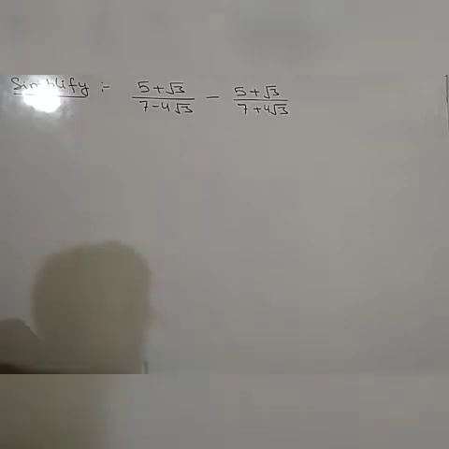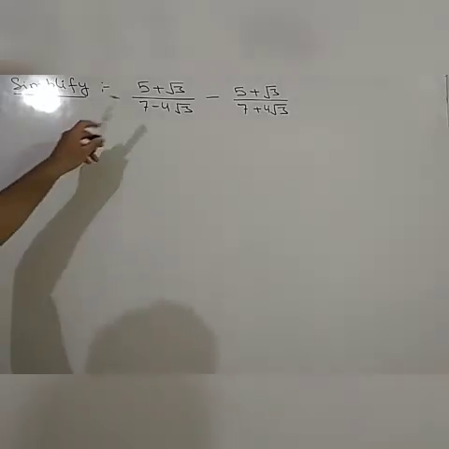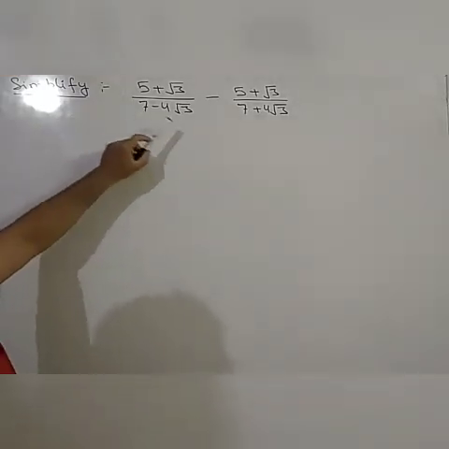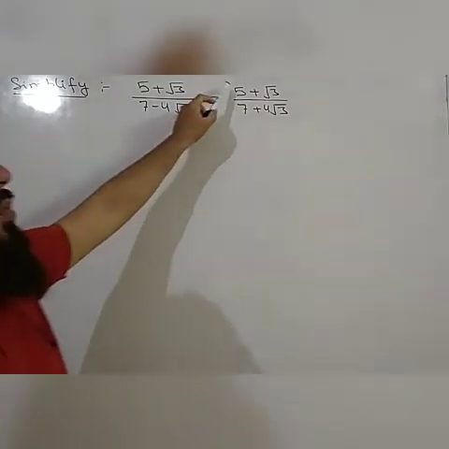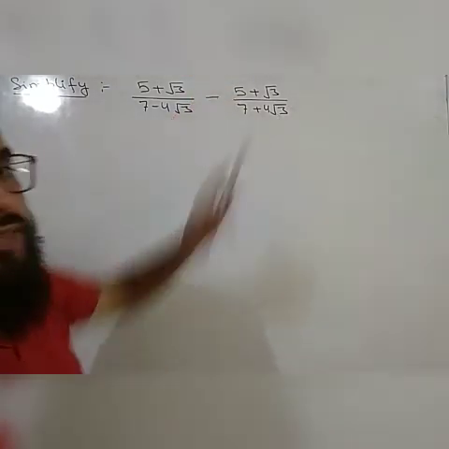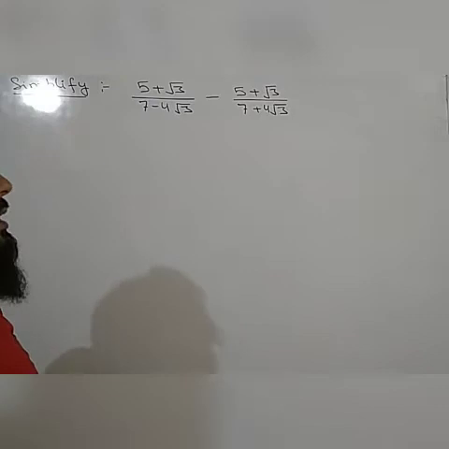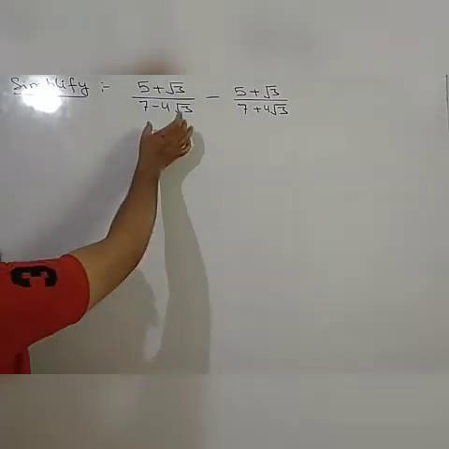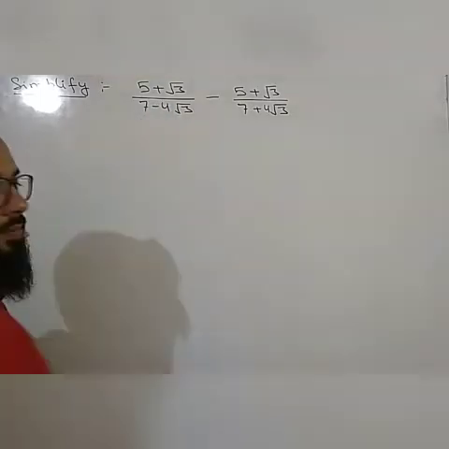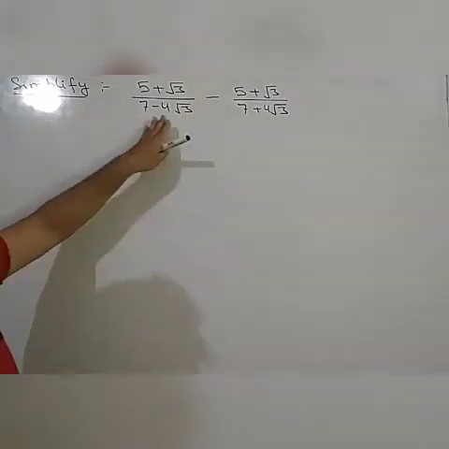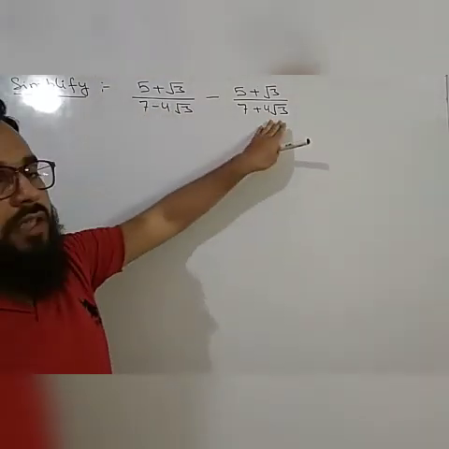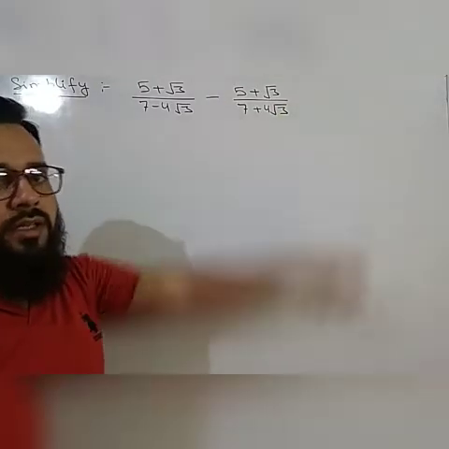Now next question. We have to simplify (5 plus root 3) upon (7 minus 4 root 3) minus (5 plus root 3) upon (7 plus 4 root 3). Okay. So we have to simplify it. I already told you that we have to solve separate terms. So first we will rationalize the first term, then the second term, and then we will proceed further.